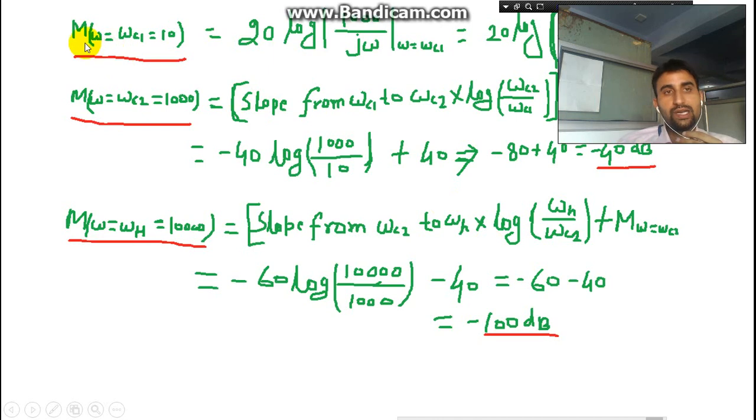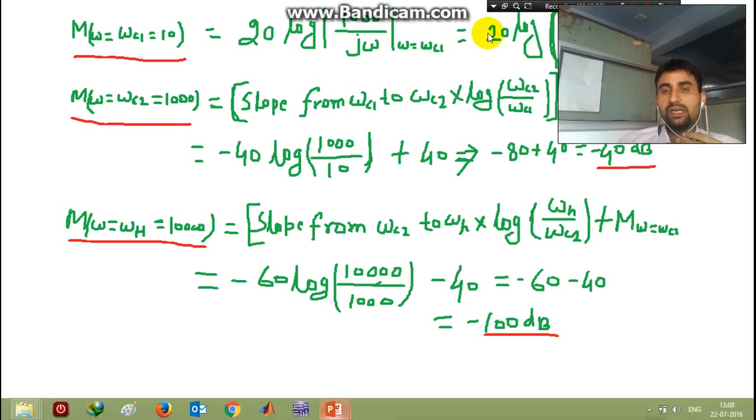Next, we are finding the magnitude at omega is equal to omega c1. The similar formula will be used: 20 log of the mod of the first term, 1000 divided by j omega at omega is equal to omega c1. Here it is 20 log 1000 divided by 10, because the omega c1 value is equal to 10, so we put 10 here. 1000 divided by 10, and we have 40 dB. Now, in each case, whatever Bode plot you are going to solve, the first two terms will have the same formula.